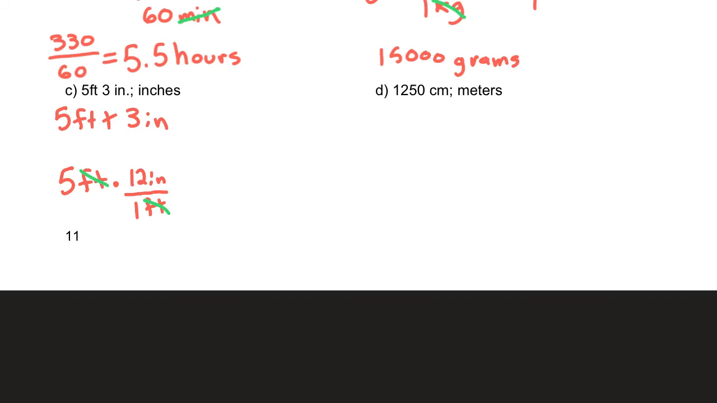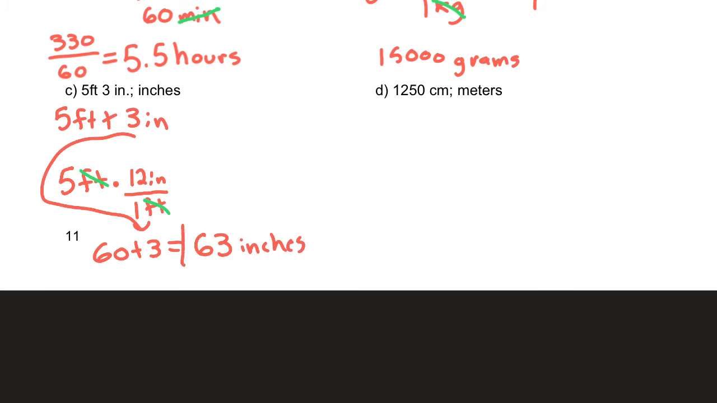5 times 12 is 60. 60 divided by 1 is still 60. And I just got to remember, I've got to add on 3 inches at the end. So that's 63 inches. So what that means is if you are 5'3", you're 63 inches tall. Okay, you're 63 inches tall.